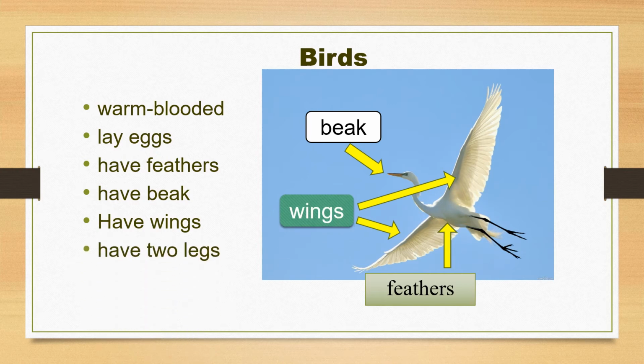And then birds have also two legs. Okay, so you can see the one and two legs. Unlike the reptiles having four or no legs, right? The birds are always having two legs.